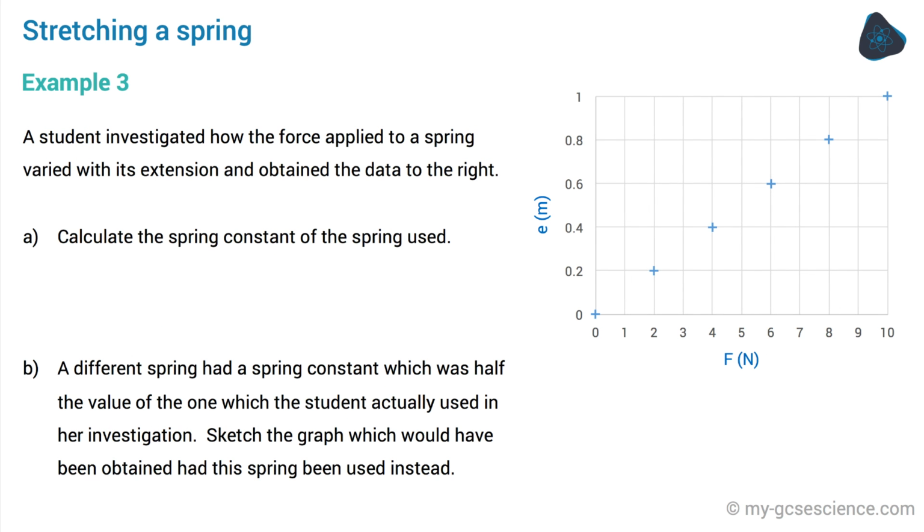As you can see, in part A, we need to work out the spring constant of the spring used, so let's get to it. The first thing to do here is to plot a best fit line through the points, which will look something like this.